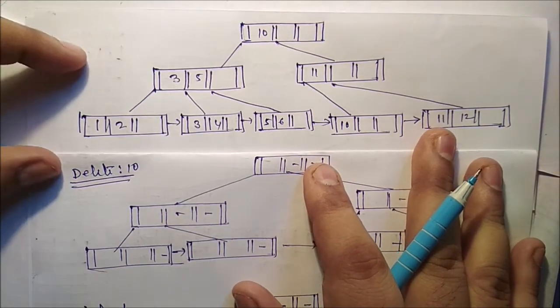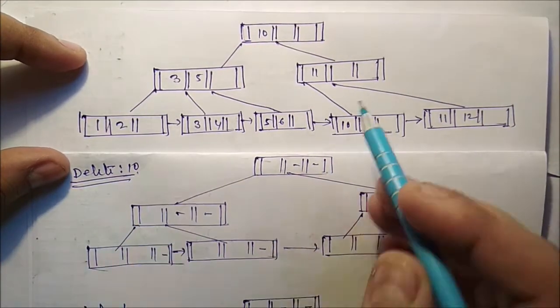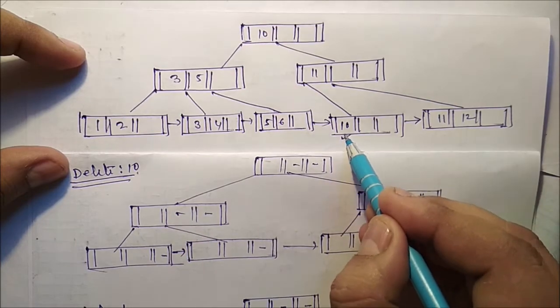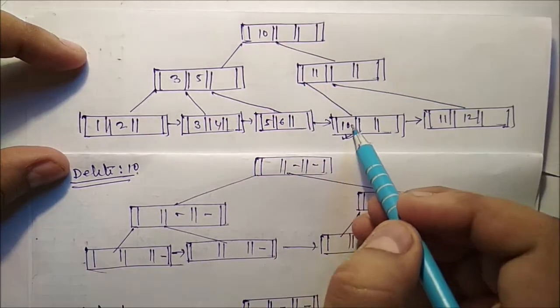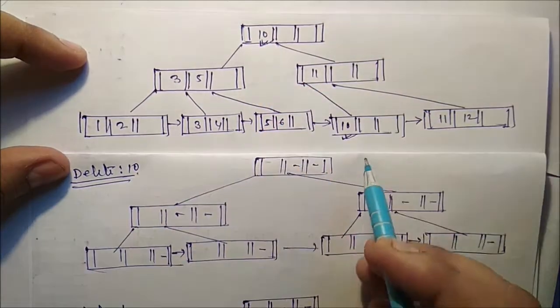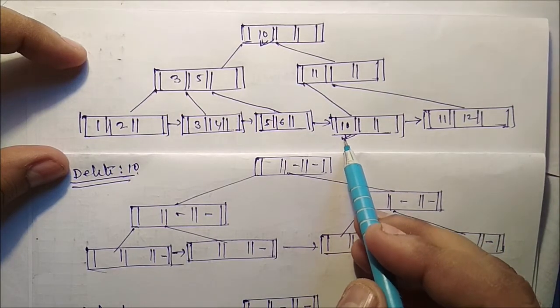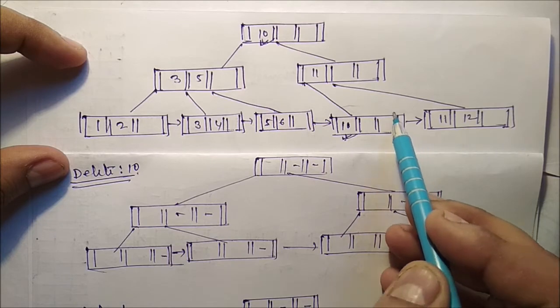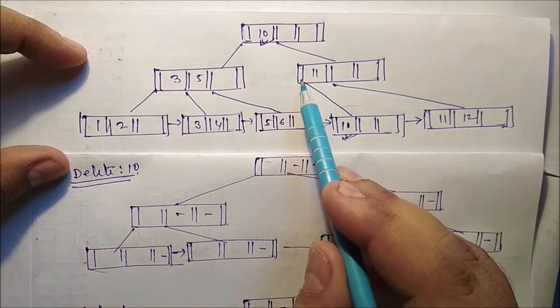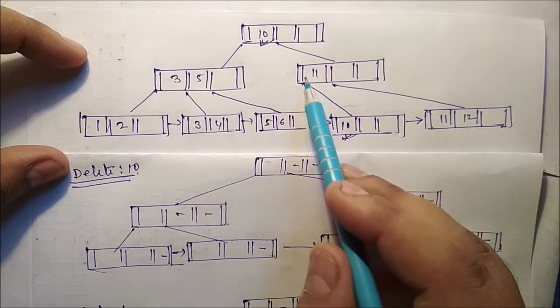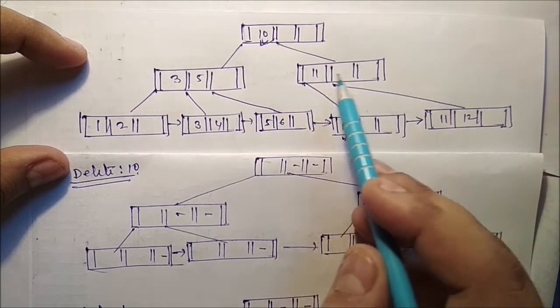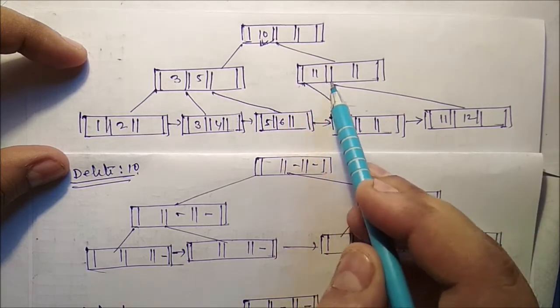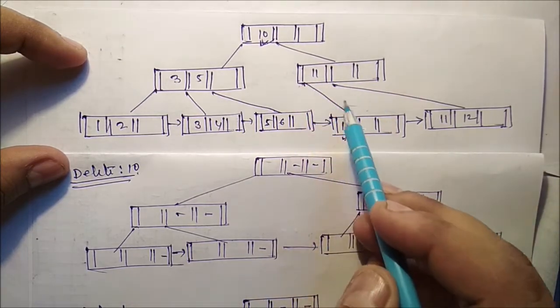Next is, delete 10. Now we have to delete this particular 10, and from here also we have to delete. Now suppose we want to delete this one, so we have to remove this particular node, and if you want to remove this particular node, you have to remove this particular link. But in any node, the minimum number of pointers should be 2. That means it is a violation of the B plus tree property.